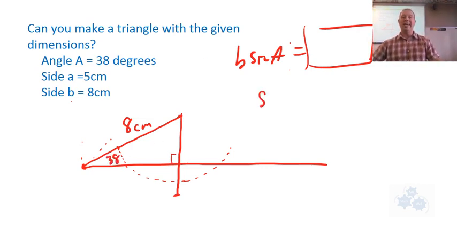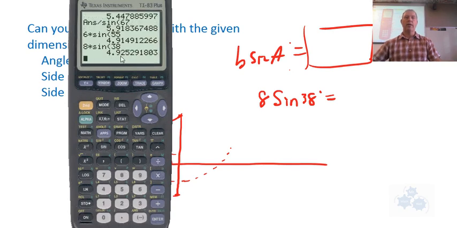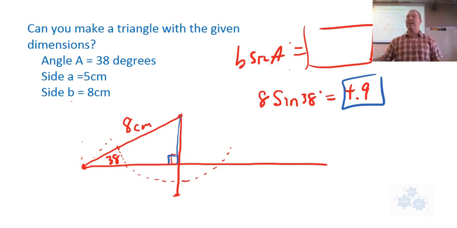So what you would do is you would check. You would literally go 8 times sine of 38. And what is that? 8 times sine of 38 is 4.9. Whoa, that's weird, almost the same as the last example. So guess what, guys? 4.9 right here is the minimum side length to make an exact 90-degree angle. That's what that means, the minimum side length.